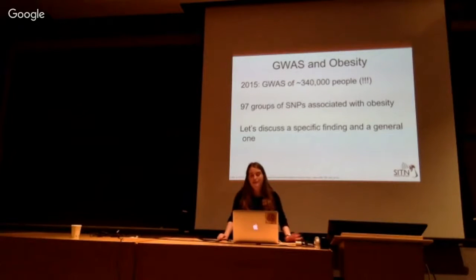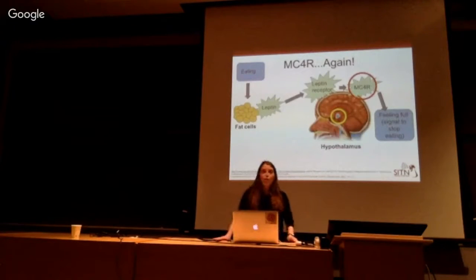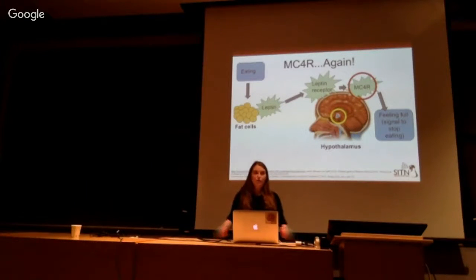So let's talk about a specific finding, and then let's talk about a general finding. So let's start with the specific. So one of the things that they found was that there were common and small effect variants in MC4R. And you will remember that we already talked about the fact that there are rare and large effect variants in MC4R that can cause monogenic obesity. So that's pretty cool, right?